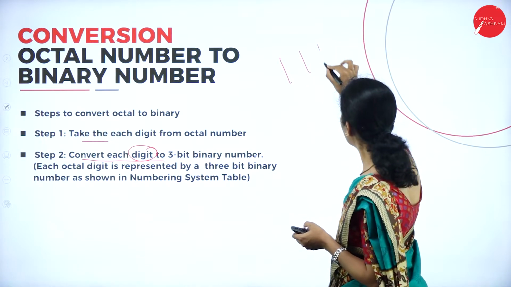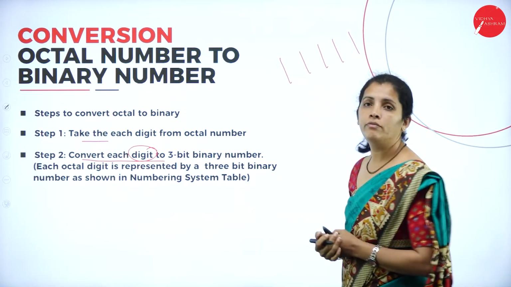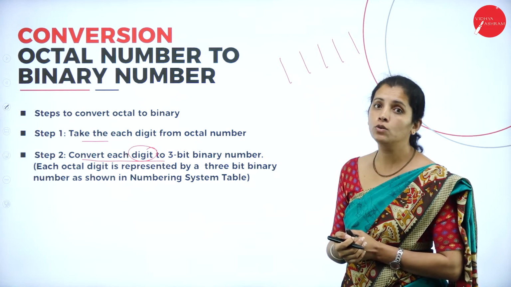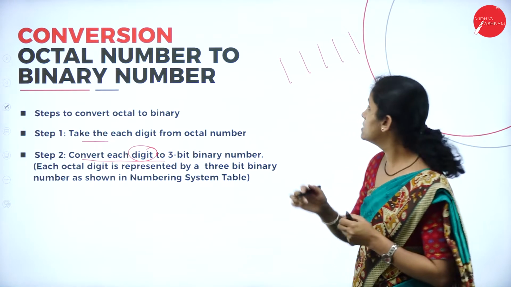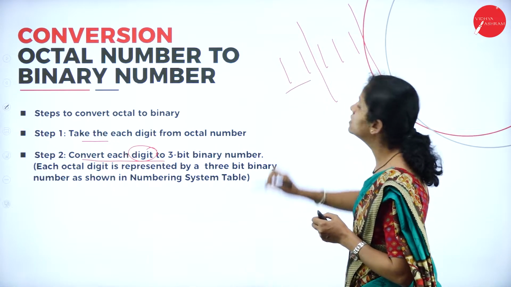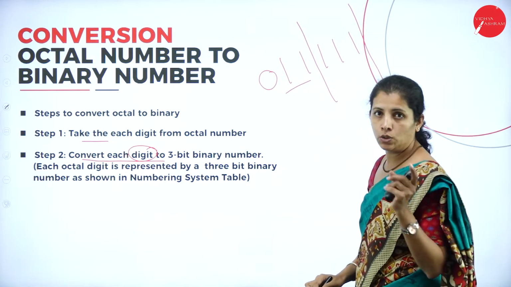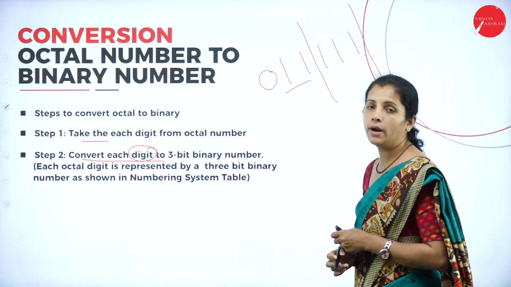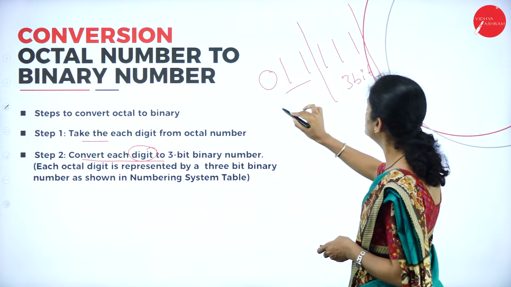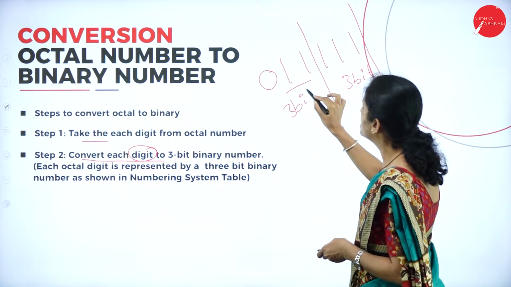Think that I have 5 bits. Now what I want to do? I want to make a group, and each group must have only 3 bits. To make this bit into 3, I'm going to add 0 at the end. Now it is 3 bits. Here also it is 3 bits.